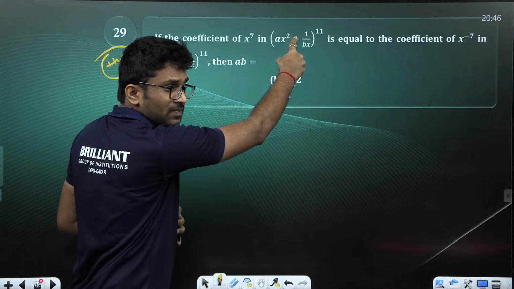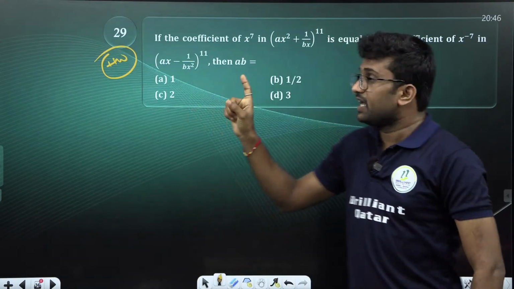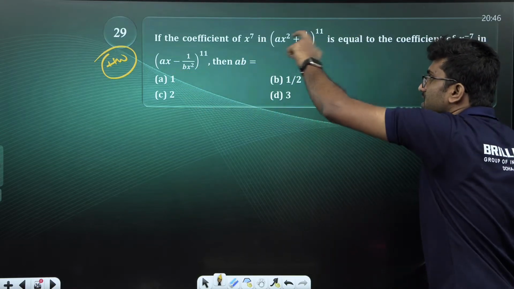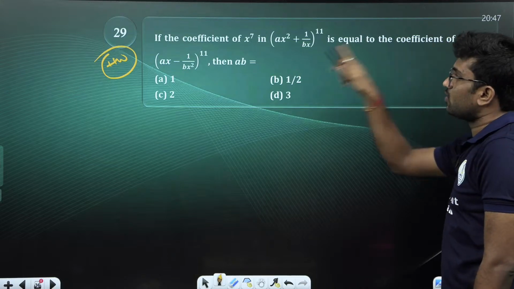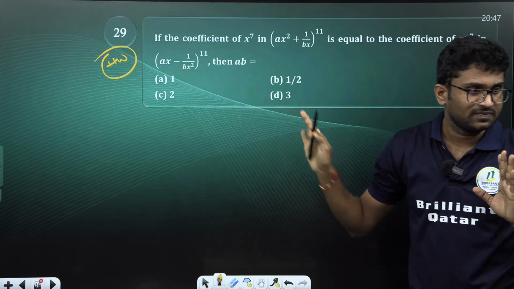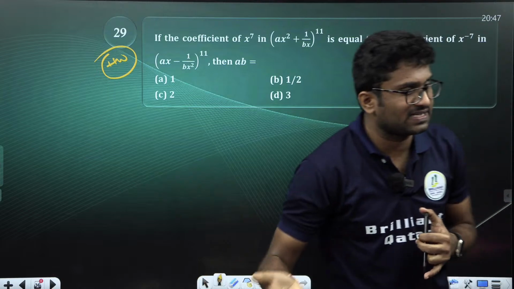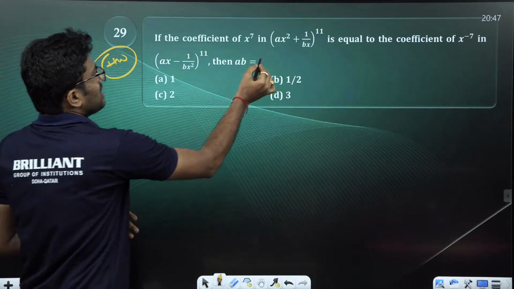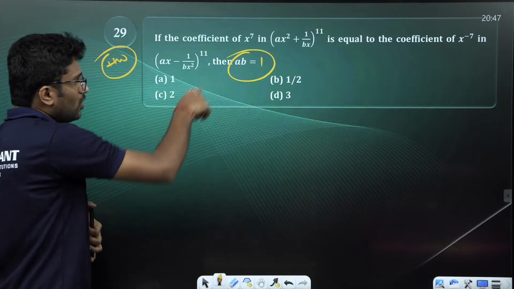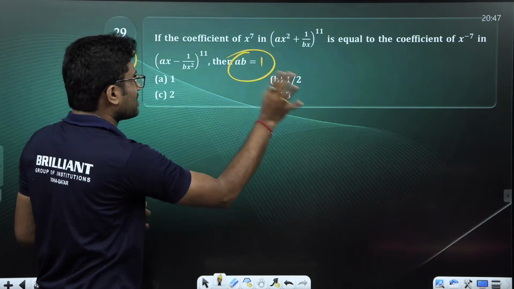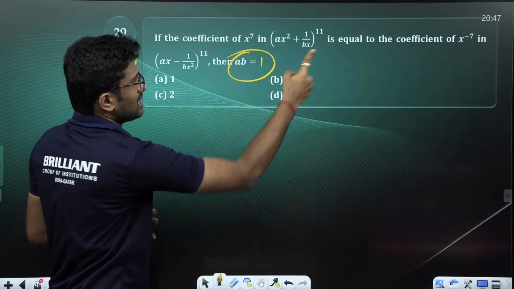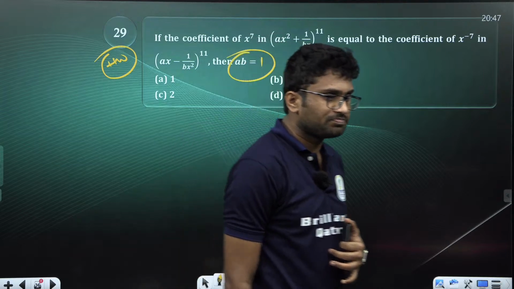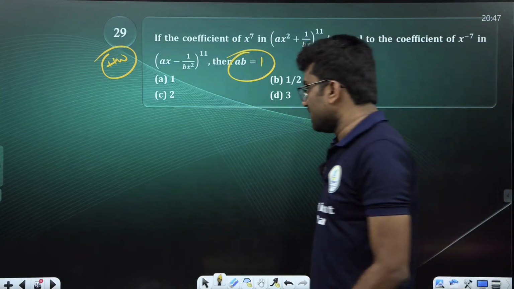Write the general term of this, equate the coefficient of x power 7 in this to the coefficient of x power minus 7 in this. That's it. The answer will be ab is equal to 1. We will be getting reciprocals as both the coefficients, because, just common sense, x power 7 and x power minus 7 are reciprocal to each other. Their coefficients a into b will also be equal to 1.